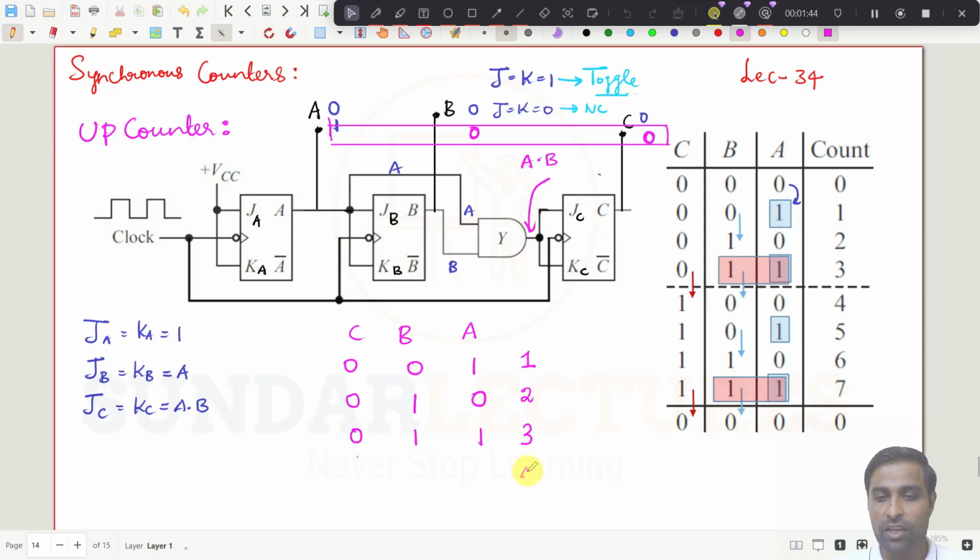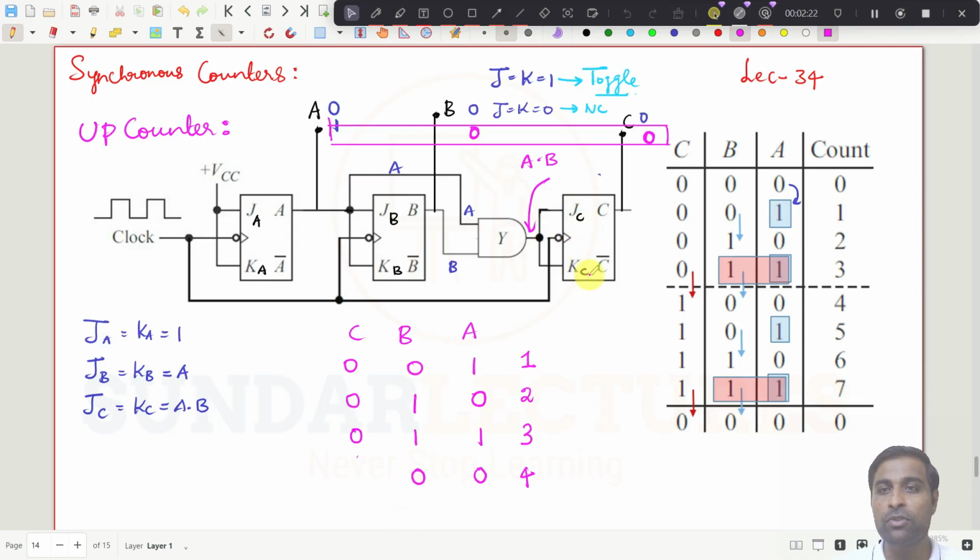Anyhow, now if I give the 4th clock pulse, what happens? Obviously, since JA and KA are connected to 1, it is going to invert. So it is going to become 0 and A is 1. So what happens now if A is 1? Here it is 1, right? So JB and KB will get 1. If a clock pulse is given at that particular instant of time, then this B output will be inverted, since you have A equal to 1, that is what I have written here. So this will become 0 now.